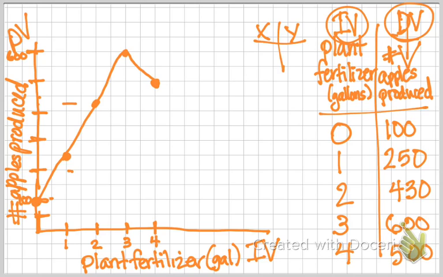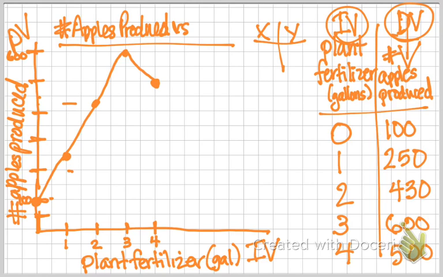Now, am I done? I hope you're shaking your heads and saying, no, you're not done, because what have we missed? What have we forgotten? We've forgotten our title. And so you would want your title to be reflective of the data that you have on your data table. So this is number of apples produced versus gallons of fertilizer. So it should be descriptive. And a lot of times, if you have a title given to you on the data table, you can use the very same title on your graph.